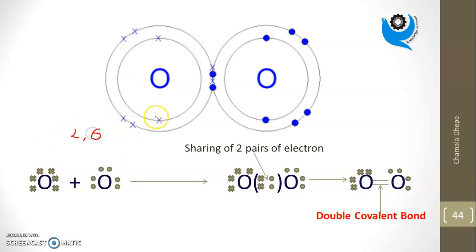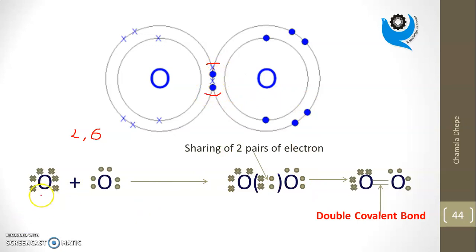First the K shell has 2 electrons, represented by the cross mark, and the remaining 6 are 1, 2, 3, 4, 5, 6. The other atom, whose electrons are represented by dot marks, has 2 electrons in the K shell and 6 electrons in the L shell. To complete the octet, both need 2 electrons, which they share with each other. This oxygen shares 2 electrons, and this one also shares 2 electrons. So how many pairs are shared here? 2 pairs are shared.